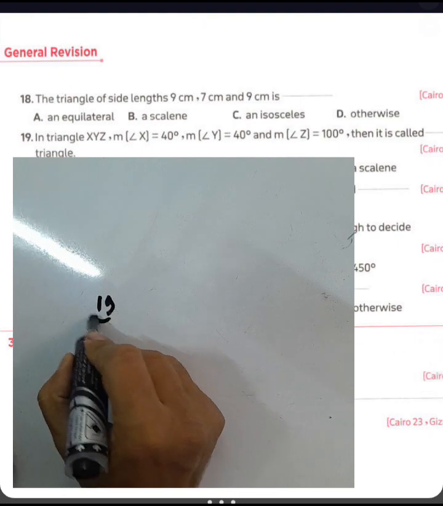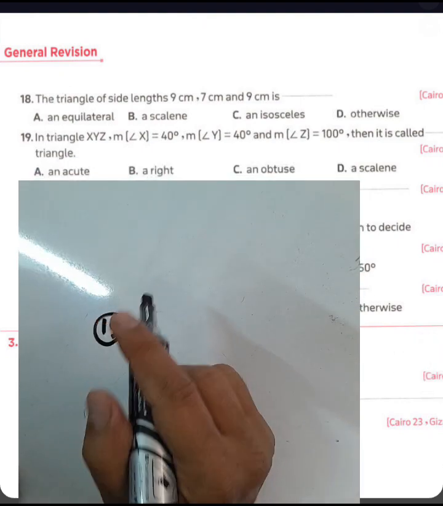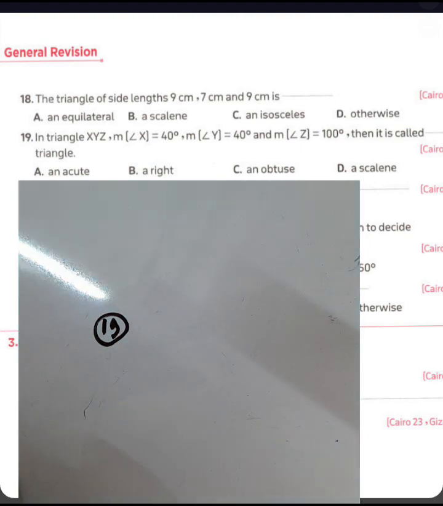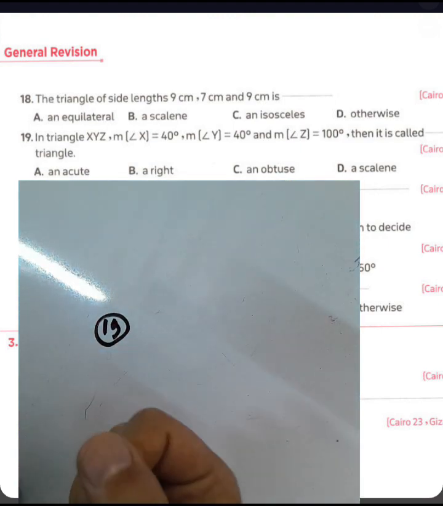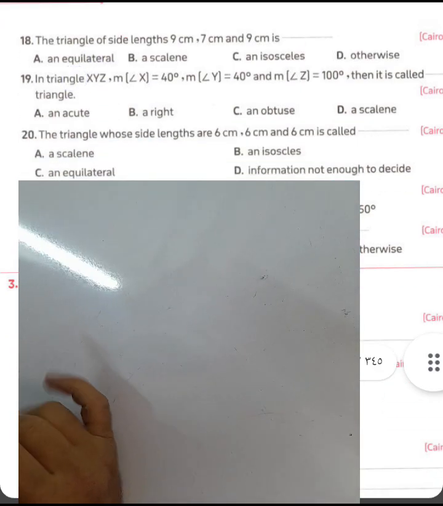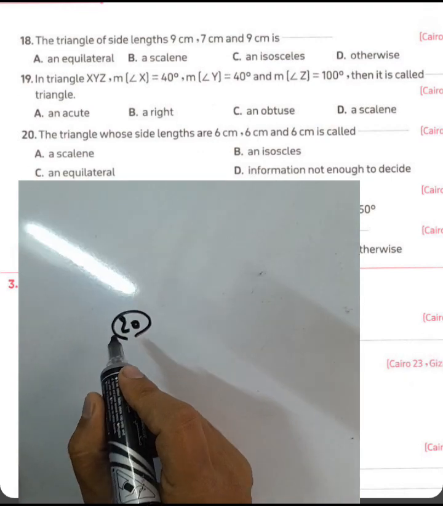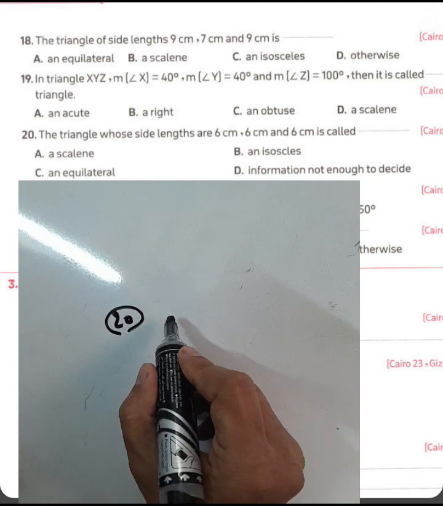Question 19. We have x 40 degrees, y 40 degrees, z 100, then we call it obtuse, because the measure of angle z equals 100 degrees, 100 is greater than 90 and less than 180, we call it obtuse. Choose letter C. Question 20. The triangle whose side lengths are 6, 6, 6, we call it an equilateral triangle. Choose letter C, because all sides are equal in length.